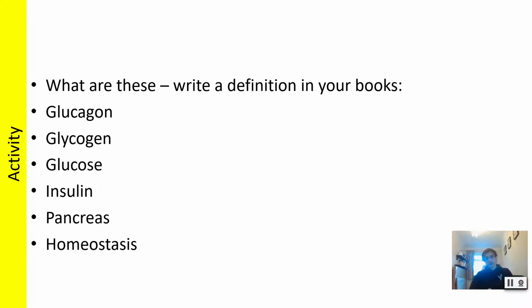Insulin is the hormone released when you have too much glucose, too much sugar in your blood. The pancreas is the organ, the gland, which releases glucagon and insulin. And homeostasis, we've said it 100 times, is how your body maintains its internal conditions, keeps them constant.